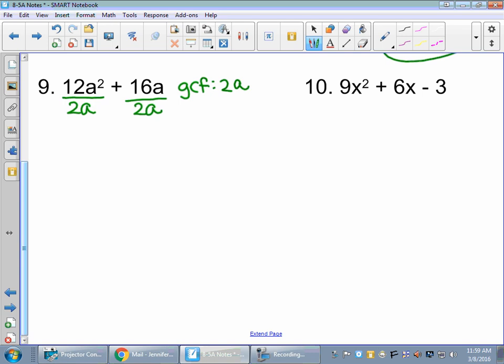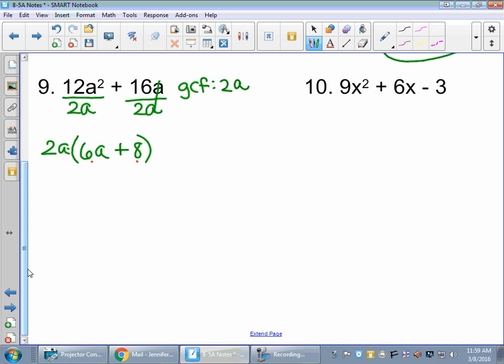And then from there, I put the 2a on the outside. That leaves me with 6a plus 8. The a's simplify, and 16 divided by 2 is 8. And now I'm in factored form. But what you should always do when you're in factored form is do a quick little check of your terms. You should always check to make sure that you factored completely, that you have the prime factorization of the number.